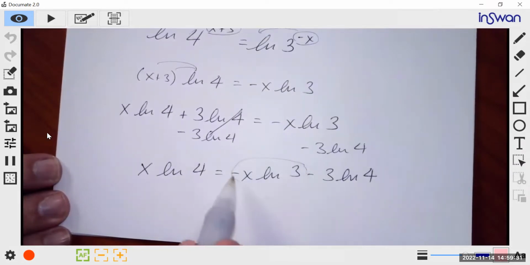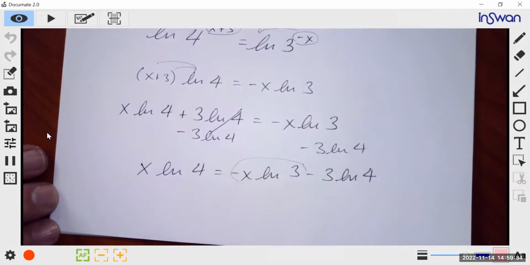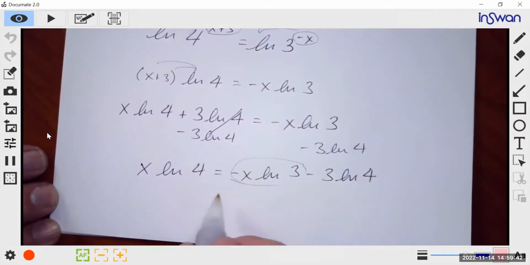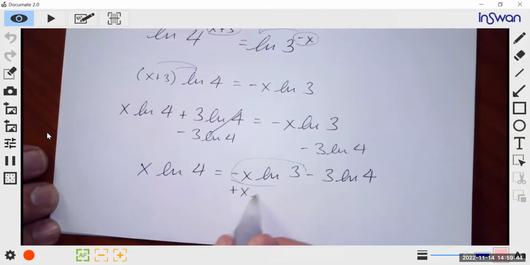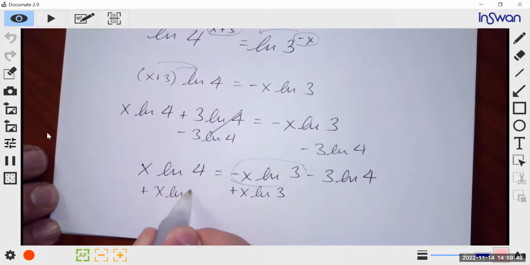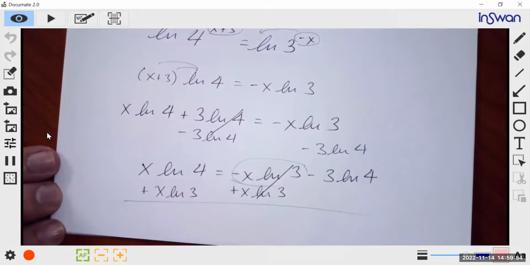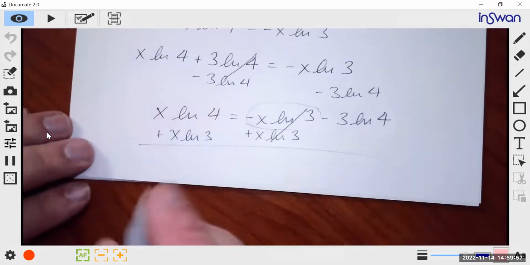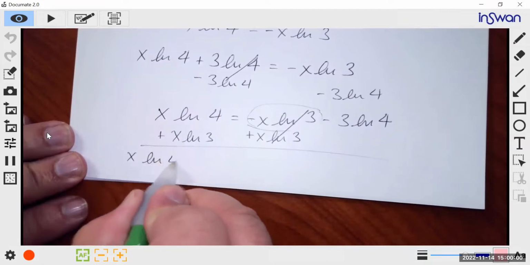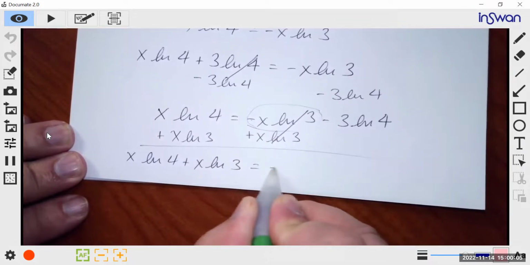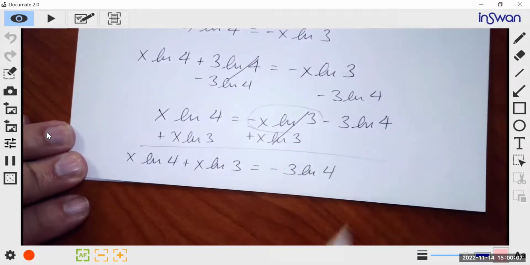Now I need to get this x to the other side. How do I do that? I want all the x's to one side, so I have to move this x. How? I add it. I have x ln 4 plus x ln 3 equals negative 3 ln 4.